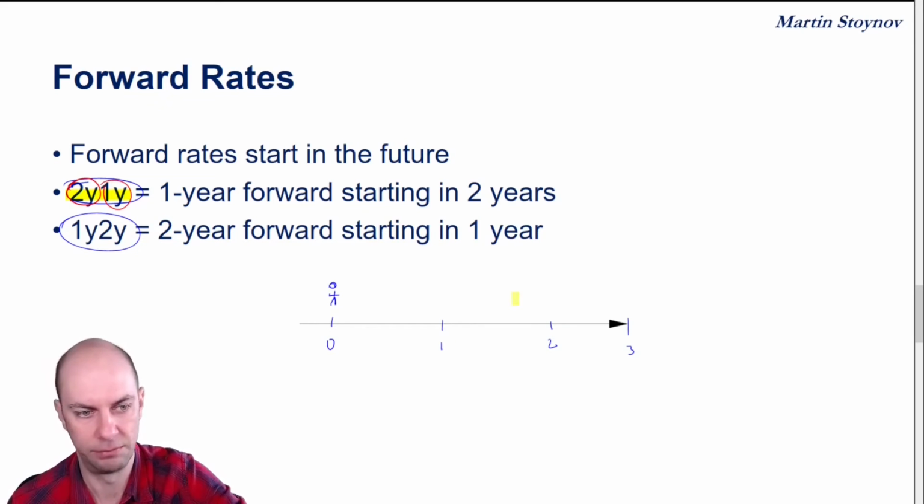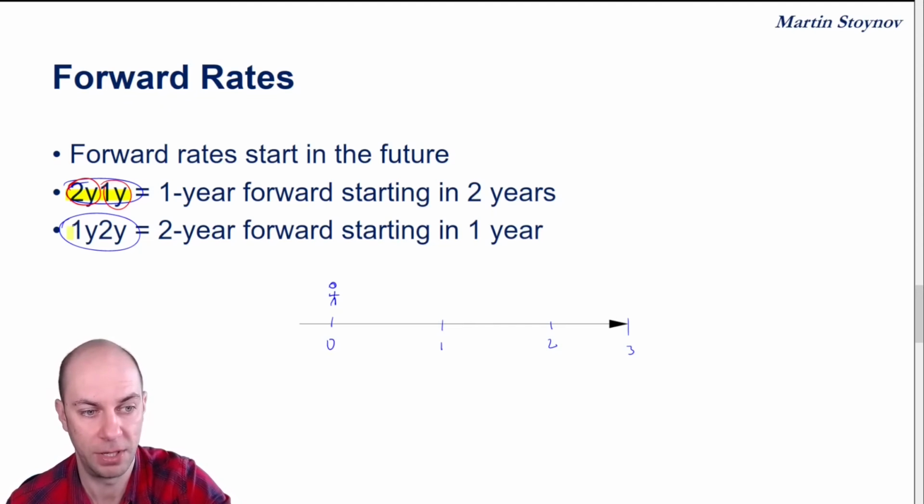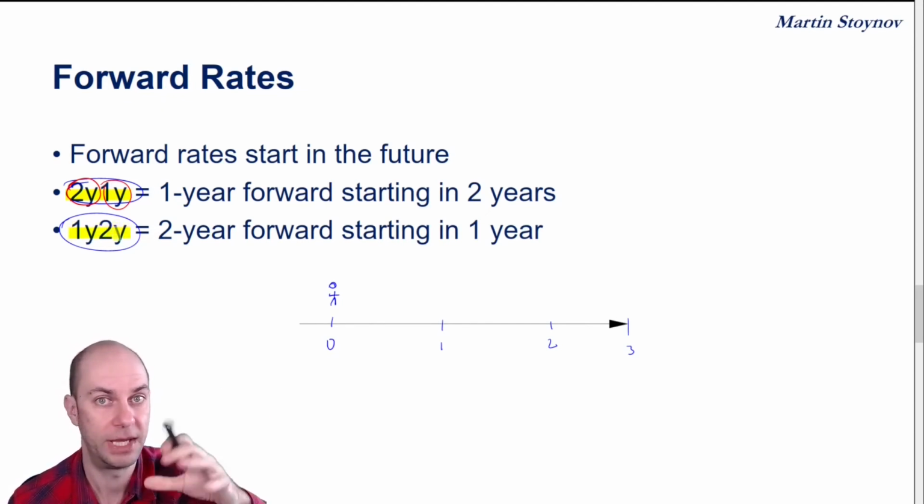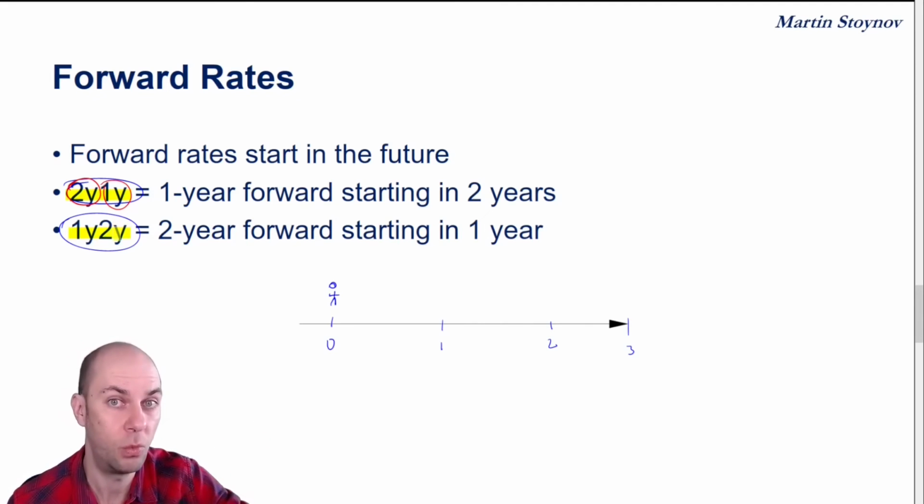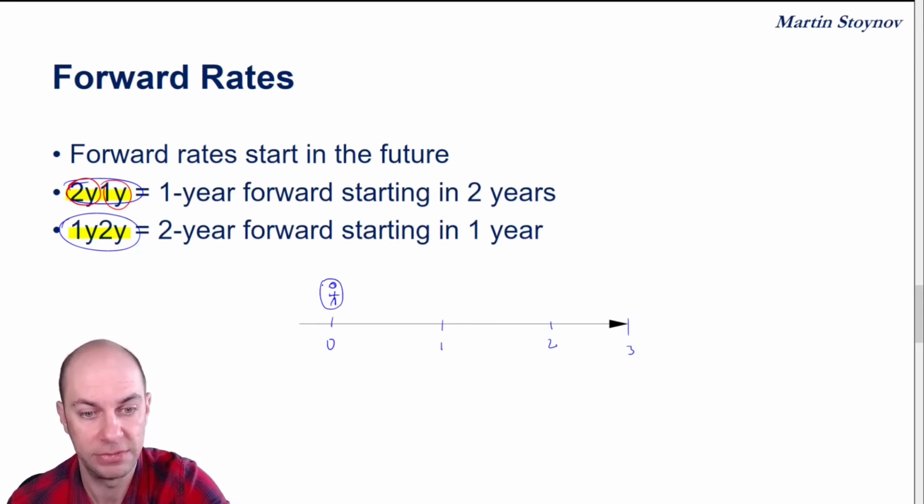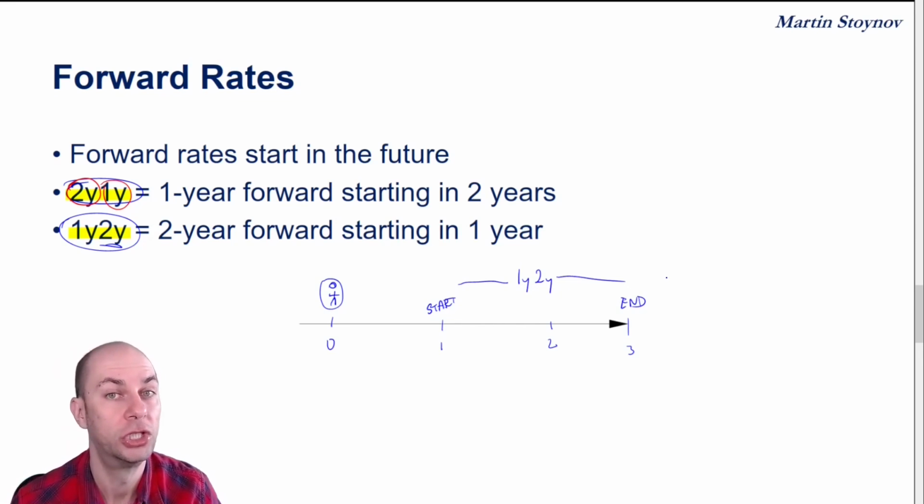The second example is the 1y, 2y. So now what am I saying? The first part says when I'm going to start. The second part tells me how long I'm going to lend for. So in 1 year from today, here I am today. In 1 year from today, I'm going to start lending. And I'm going to lend for the duration of 2 years. So I'm going to end up here. So that here must represent the 1y, 2y forward rate.